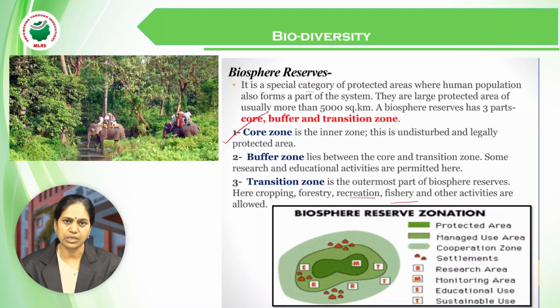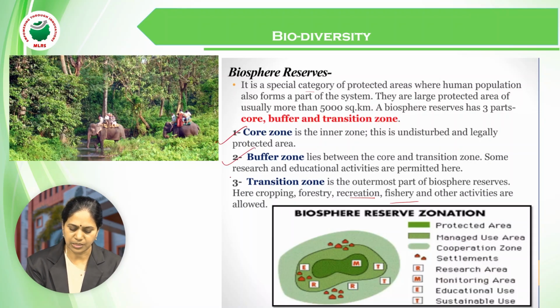Core is the innermost layer, a highly undisturbed part of the forest. Then in the buffer zone, some educational and research activities are permitted. And the transition zone is the outermost layer where cropping is allowed and some kinds of forest activities are allowed. So these three zones are a part of biosphere reserves. You can see in the picture they are clearly demarcated. It's been marked and the zones are specified for specific purposes.